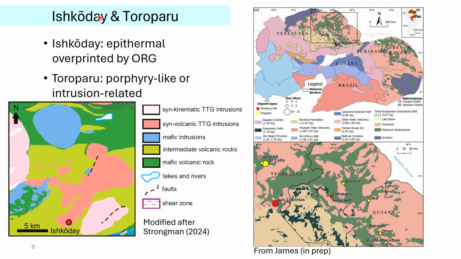And then we have a sample from Ishkode, which is known as Teshoda. And then we also looked at Toro Peru, which is a deposit which is an intrusion-related system in Guyana that's porphyry-like. Also, Ishkode is epithermal, but it's also been overprinted by an orogenic event.